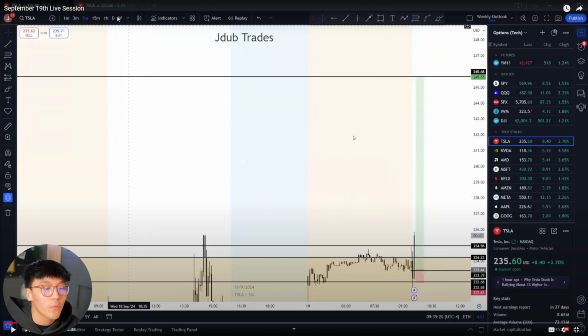As you can see right here, I just marked out that daily gap and exactly what I was looking for. I'm looking for that 245.65 on the higher time frames. That is the bottom of your daily gap. I have not entered just as of yet. I'm looking for a potential entry on the 1 minute time frame and pullback where I can look to get in for a push back towards the highs on Tesla.